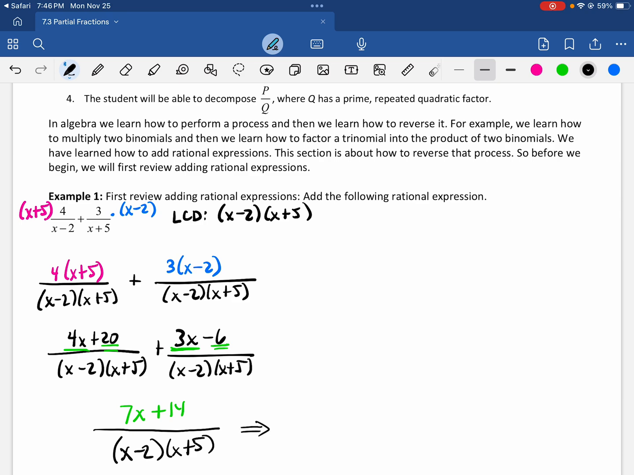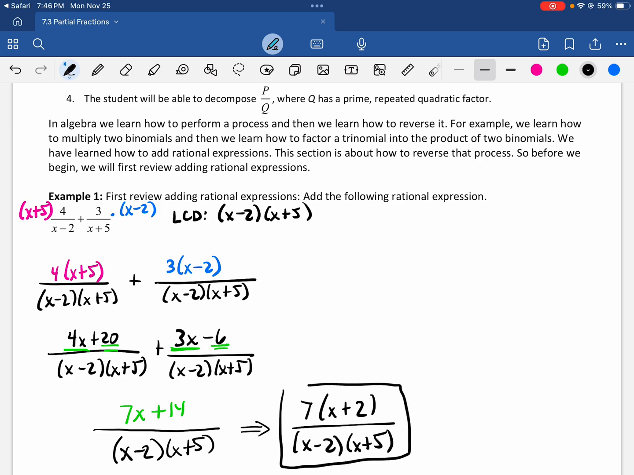Technically, I do see that the numerator has a greatest common factor. So if I take that out, oops, I forgot to take it out of the second one. That should not be a 14 anymore. Let's get that straight. That should be a 2. We are left with this. So we're going to learn the process of how we can take what we got as the answer right here and get back to what we originally started with. That's going to be our process of doing partial fractions.